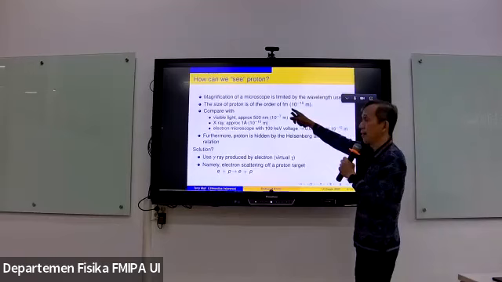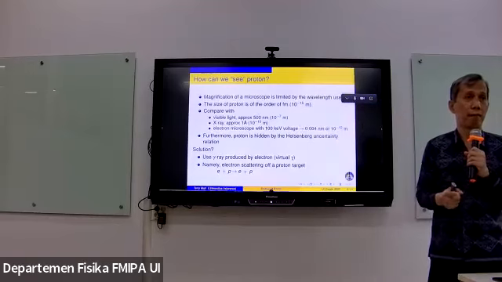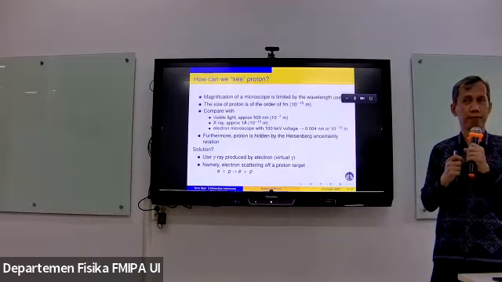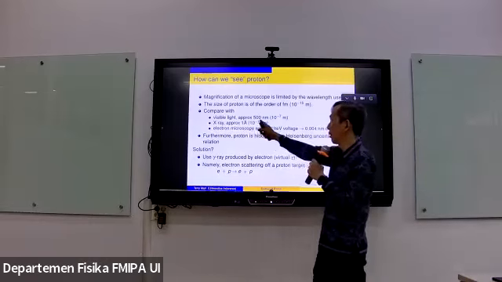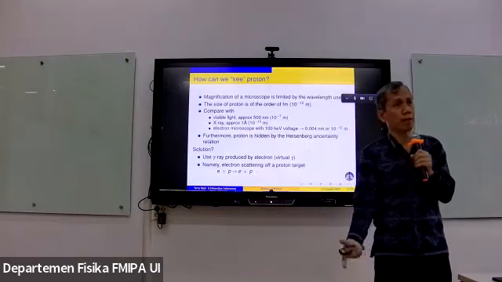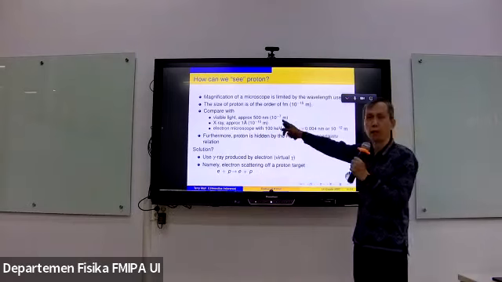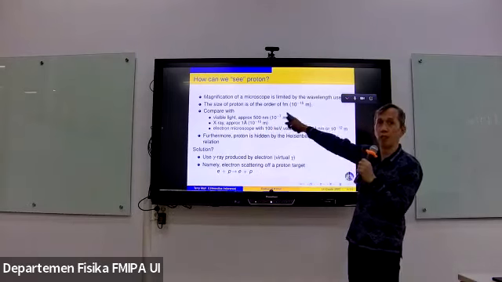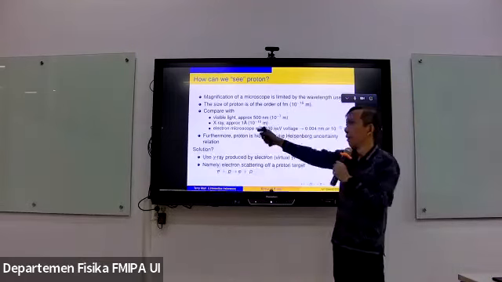The size of the proton is of the order of a femtometer. Femtometer means 10 to the minus 15 meter. Let's compare with visible light. It is approximately, if I'm not mistaken, 500 nanometer or 5,000 angstrom, that means about 10 to the minus 7. Because of this, we cannot see the proton by using visible light.